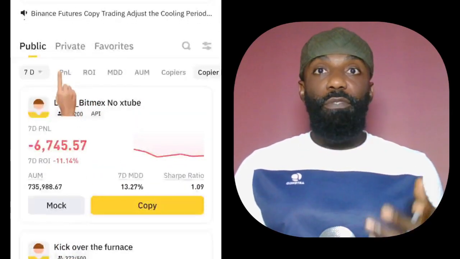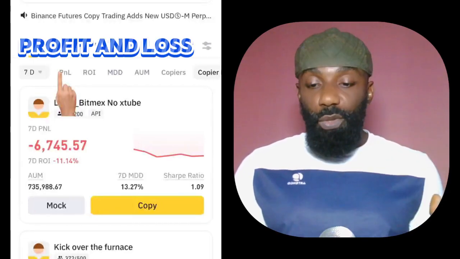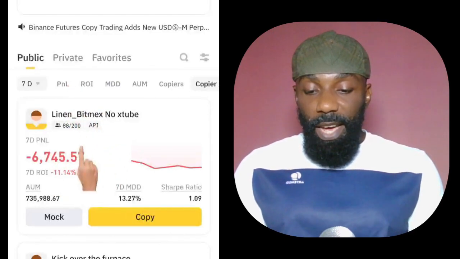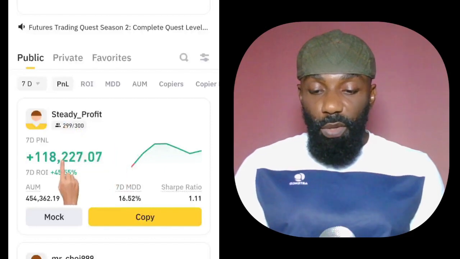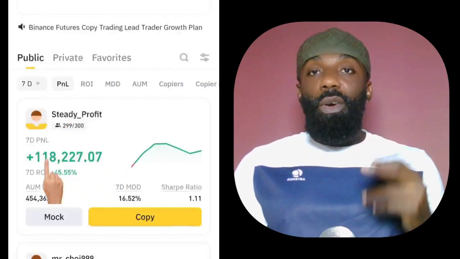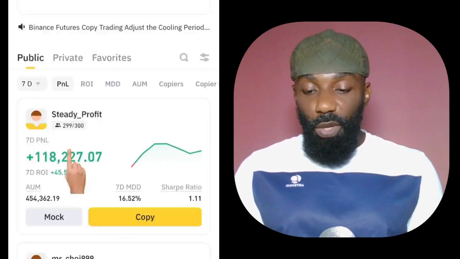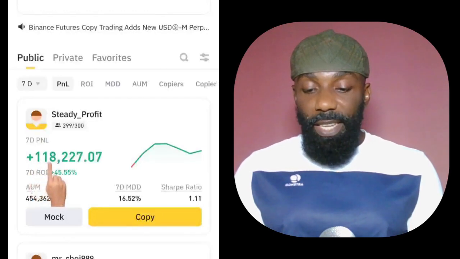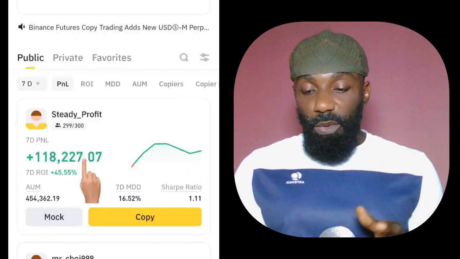Then also if you check up here, you're going to see PNL. If you've been in this space for a while, you understand that PNL means profit and loss. That shows us how much this person has made. Let me click on this PNL here. This shows how much this person has made, or how much this person has lost, within the duration of 7 days. You can see 7 days PNL. This person has made $118,227 within the period of 7 days.